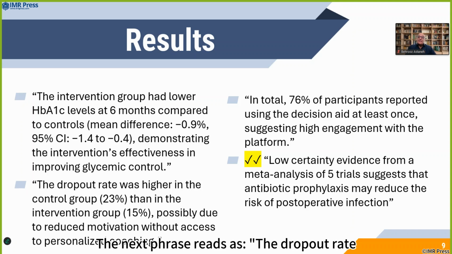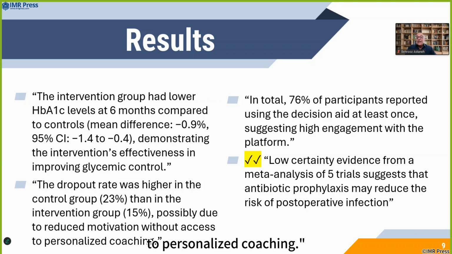The next phrase reads as: the dropout rate was higher in the control group than in the intervention group. Again, it's good at this point. But later on, the authors continue as possibly due to reduced motivation without access to personalized coaching. This phrase of possibly due to something is the explanation that you are giving to the readers about why this drop-off rate was different between 2 groups.